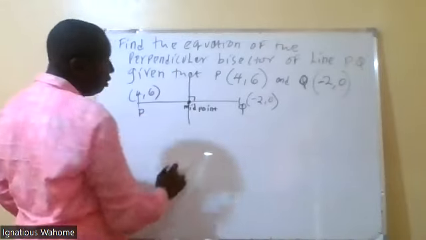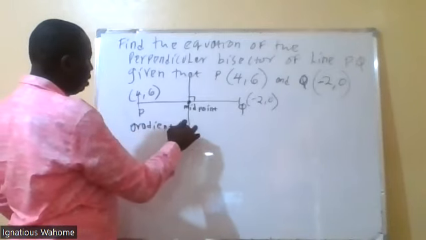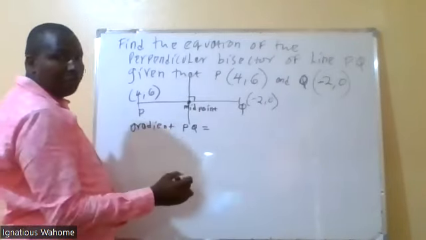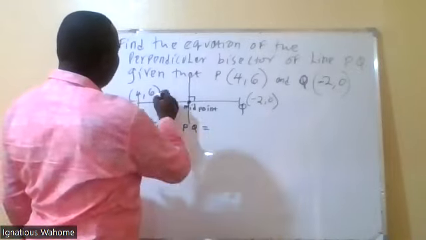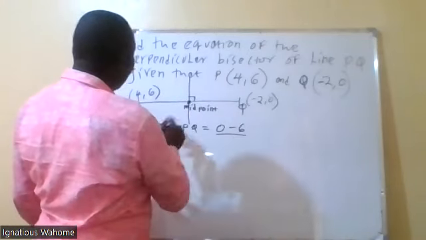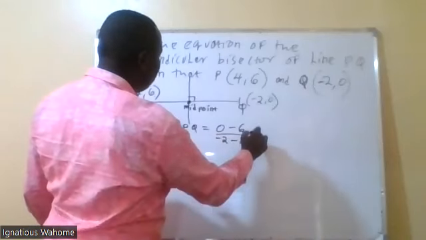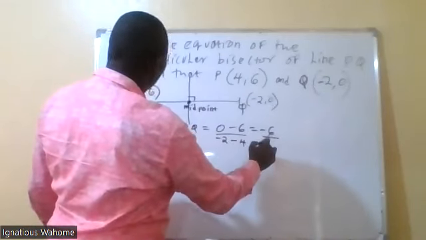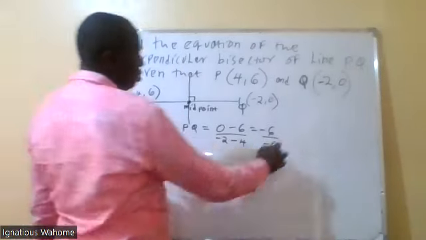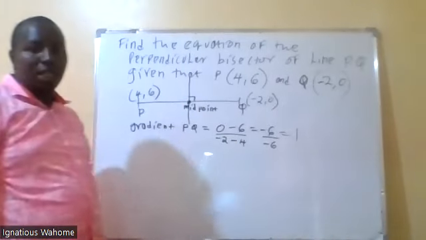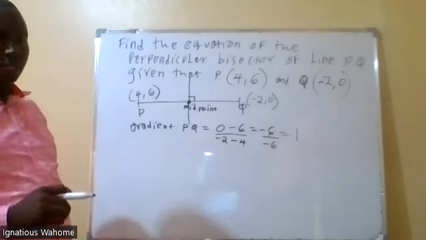So step 1, find the gradient of PQ. The gradient of PQ is the change in y over the change in x: 0 minus 6 all over -2 minus 4. You get -6 all over -6. So therefore, the gradient there is 1.